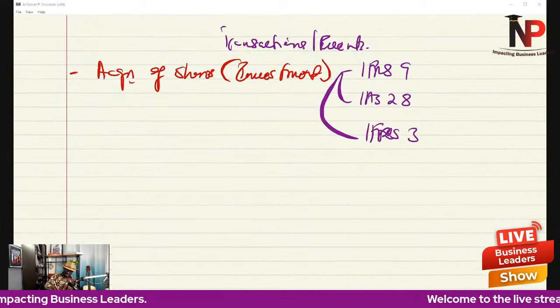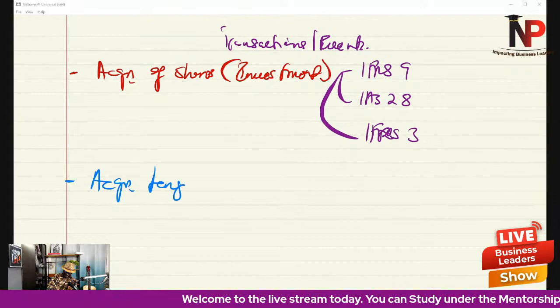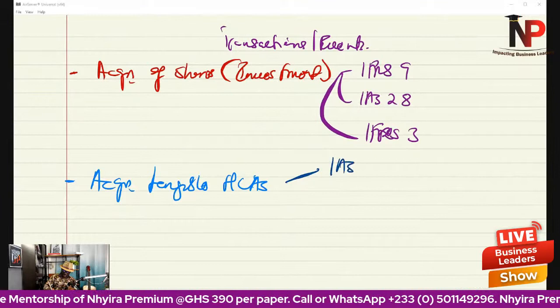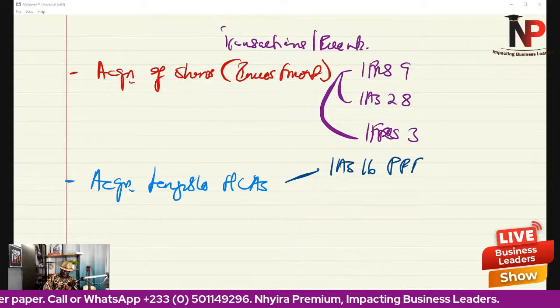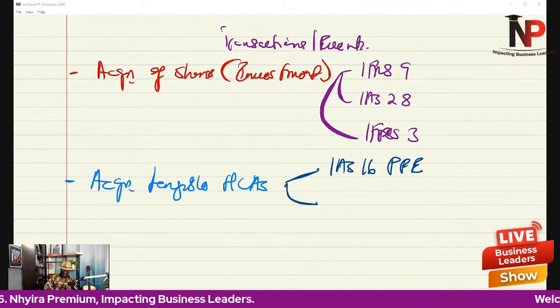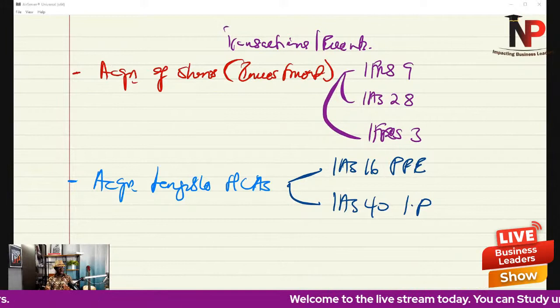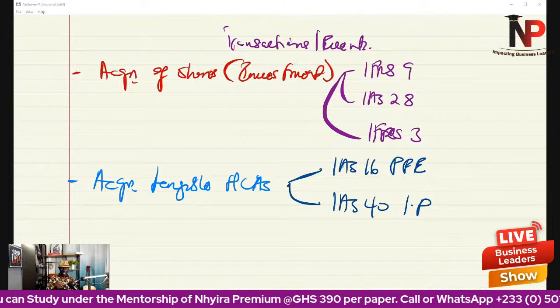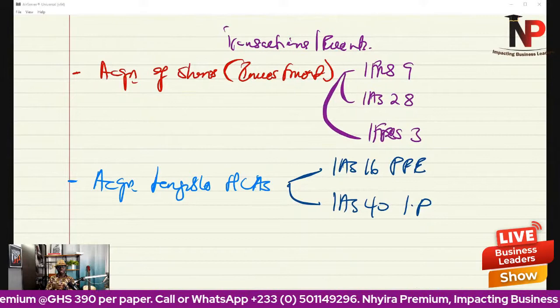Not only that, the entity may acquire tangible non-current assets. If an entity acquires tangible non-current assets, it may decide to account for that asset in accordance with IAS 16. That is, if the company is using the asset for its day-to-day running, that is property, plant, and equipment. Or the entity may want to account for the asset in accordance with IAS 40, investment property. All right. So either the entity is acquiring shares, there are options of treatment of the shares as per the financial reporting standards and the requirement of the general purpose conceptual framework. If the entity acquires tangible non-current assets, there is a way it has to be accounted for at the end of the day.